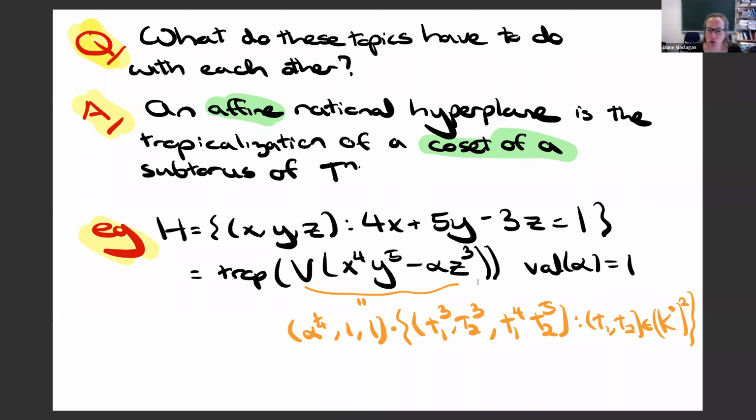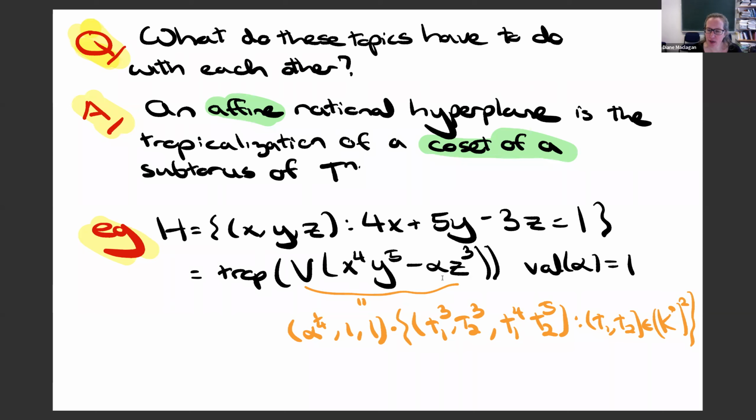But you notice that this is also a coset of a subtorus. If alpha were just 1, this would actually be a subtorus. One way to parameterize it is the subtorus t1 cubed, t2 cubed, t1 to the fourth times t2 to the fifth. So it's the image of a two-dimensional torus under this monomial embedding, embedding the two-dimensional torus as a subgroup of my three-dimensional torus. You just have to check, hopefully I didn't make an arithmetic mistake, that this to the fourth times this to the fifth equals this cubed.